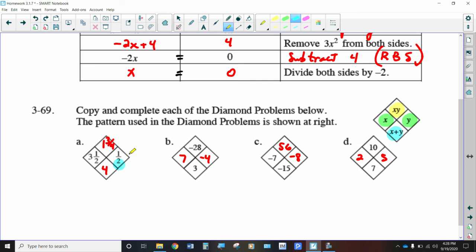Go ahead and take a look at the answers. If you have any questions, let me know. I will work this out for you. Otherwise, we've done diamond problems so many times. I'm hoping you're an expert at it by now.